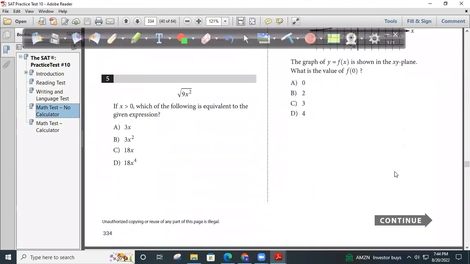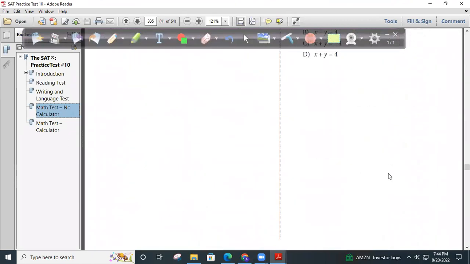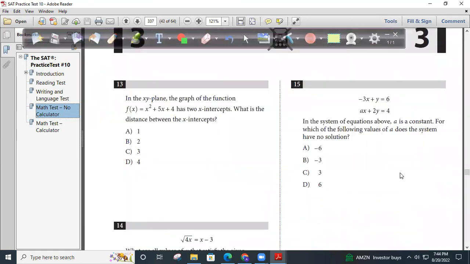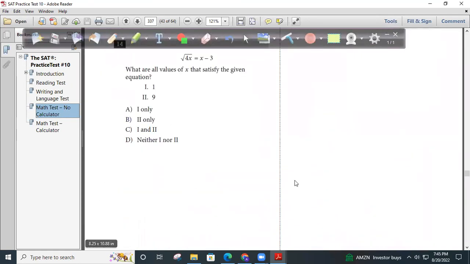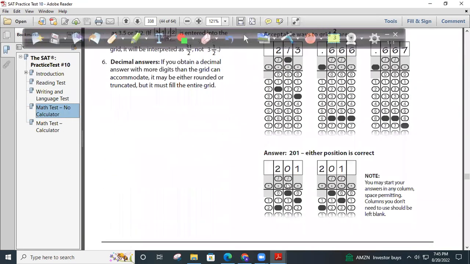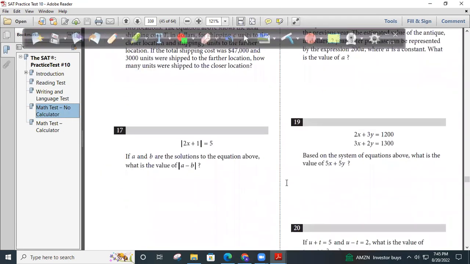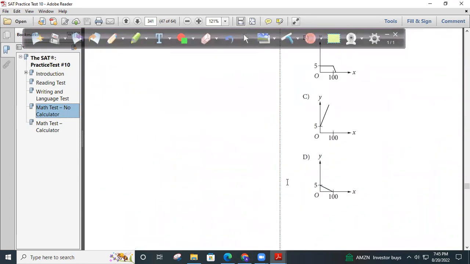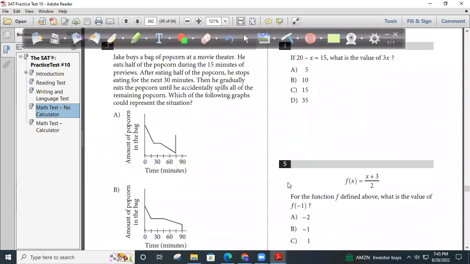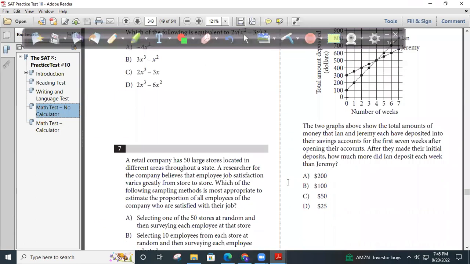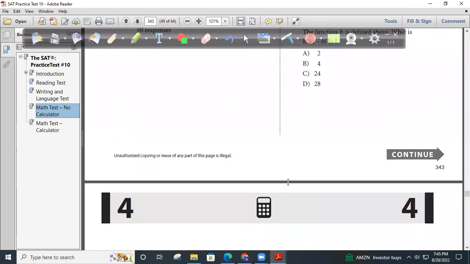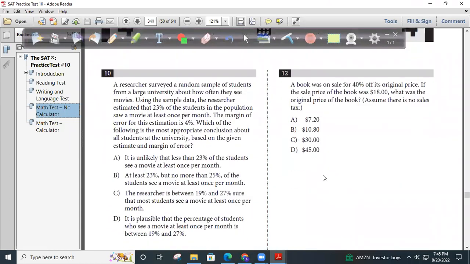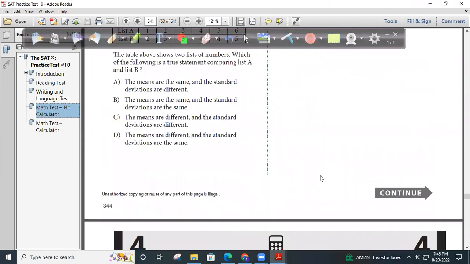This is also an exponential function question, which you can solve easily. Circles, linear function. This is also an exponential functions question. See, in one section itself, I can see 2 questions. Definitely in section 4, you'll have many questions in this paper. Functions: which of the following is equivalent to h of x? They're asking you to find h of 5 minus h of 3. I think we did it in the last class.